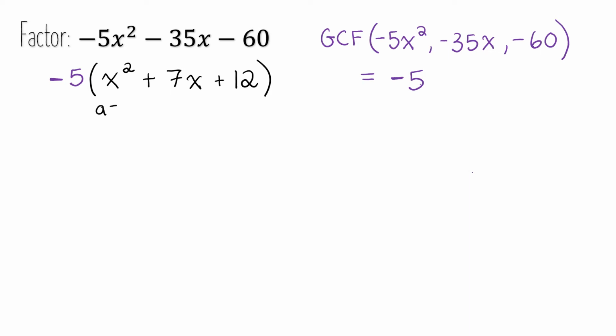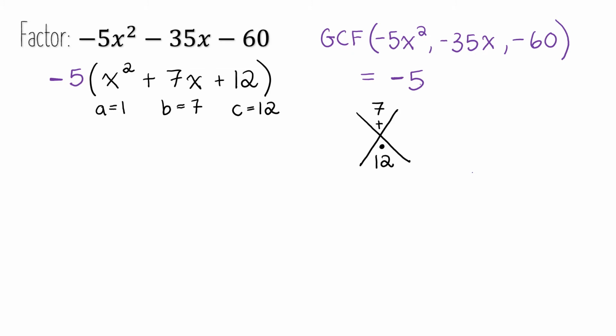So first we'll want to identify our a, which is 1, our b, which is 7, and our c, which is 12, and then we'll want to split our b term. So that means that we need to find a number that adds to b, which is 7, and since a is equal to 1, that multiplies to c, which is 12.